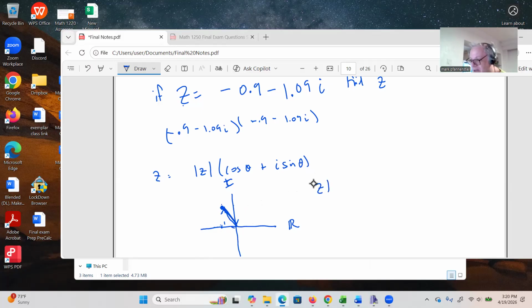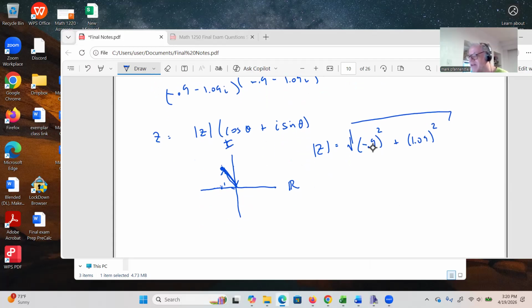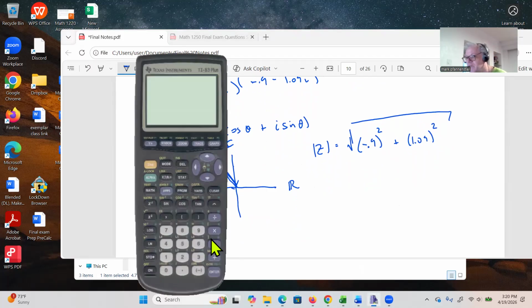The absolute value of z is equal to the square root of negative 0.9 squared plus 1.09 squared. Now, the i just gives me a direction. You don't need to include that in your calculation for absolute value here. The negatives are going to be positive because we're going to square them. So we need 0.9 squared plus 1.09 squared, and equals 1.998.